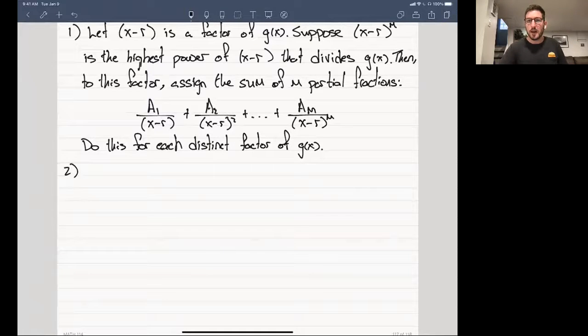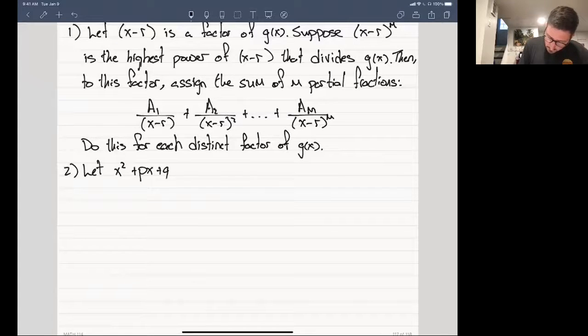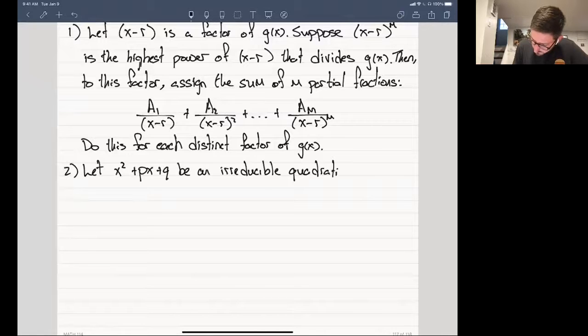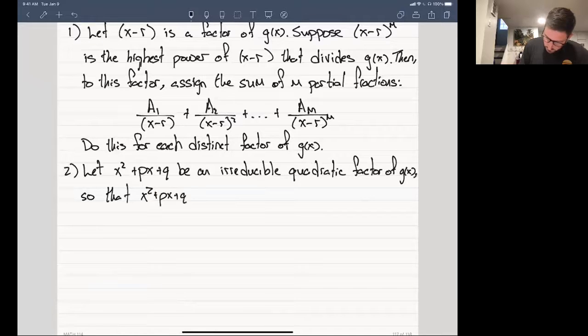There are possibilities that you have complex roots. For example, you could have the function x squared plus 1 on the bottom. That thing doesn't factor over the real numbers. We are going to exclude ourselves from complex numbers in this class. So let's assume that you get a quadratic polynomial that can't be factored coming out of this thing. So let's let x squared plus px plus q be an irreducible quadratic factor. And so what it means to be an irreducible factor is that it doesn't have any real roots. And so this means that x squared plus px plus q has no real roots. Again, think of x squared plus 1.